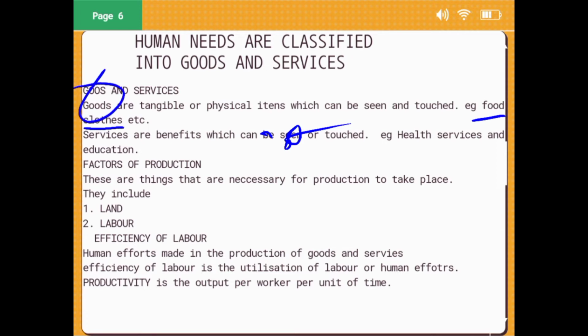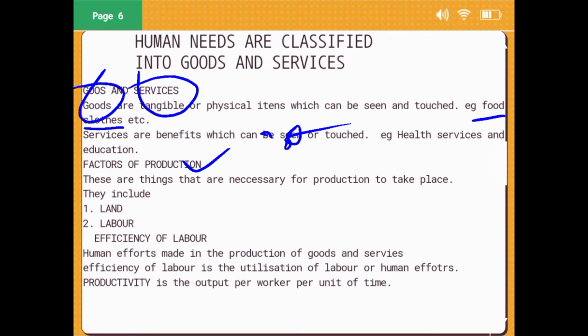Now, where do we get the goods from? Where do we get the services from? A process known as what? Production. Production is the provision of goods and services in order to satisfy human beings. So economic development is improvement in the provision of goods and services. You see, production is the provision of goods and services to satisfy human beings, but economic development includes a word, improvement. Improvement in the provision of goods and services.